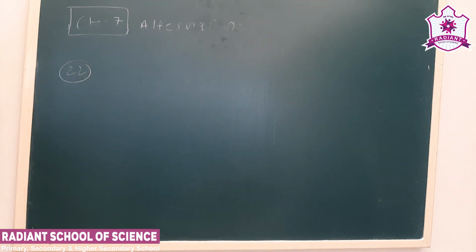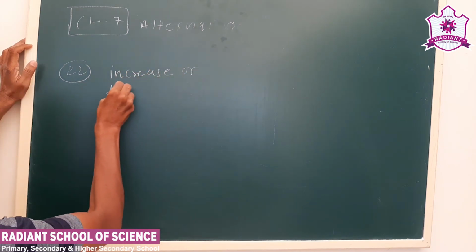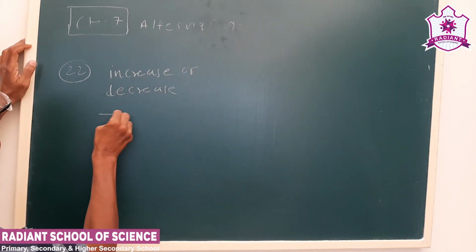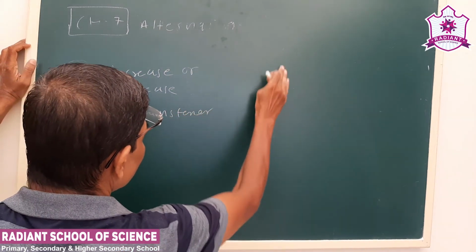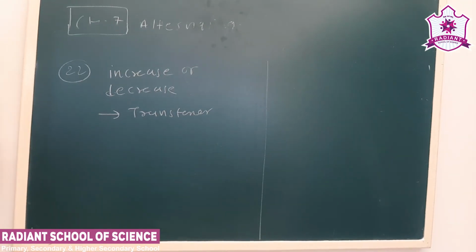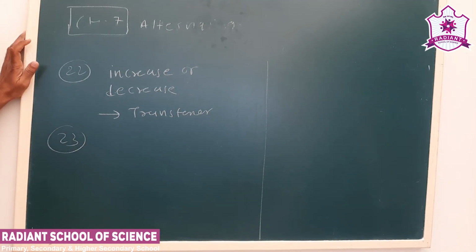Now MCQ number 22. Which method is used to increase or decrease the voltage? We have studied the theory part very well. So a transformer is a device by which we can increase or decrease the voltage. Now see the next MCQ, for the step down transformer.